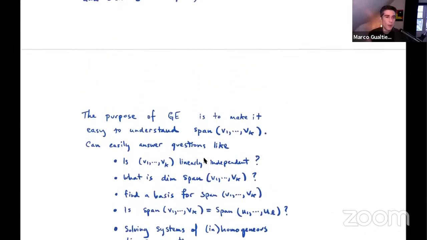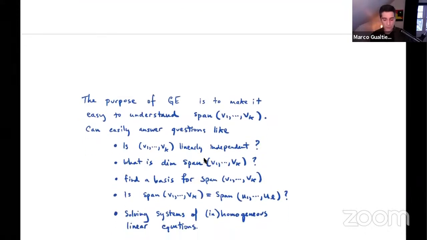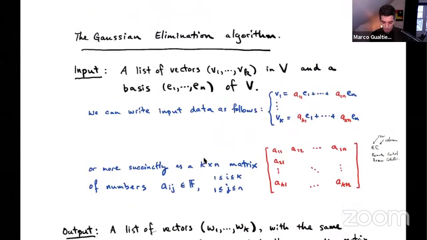Okay, and what is the algorithm? Well, the algorithm is that you take these vectors, which are represented by rows in this matrix, and you need to do certain operations on them. I'm going to apply certain elementary operations.